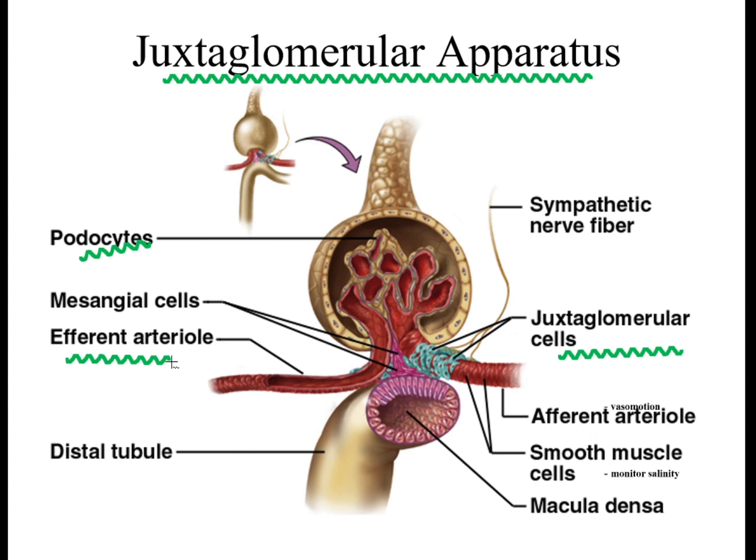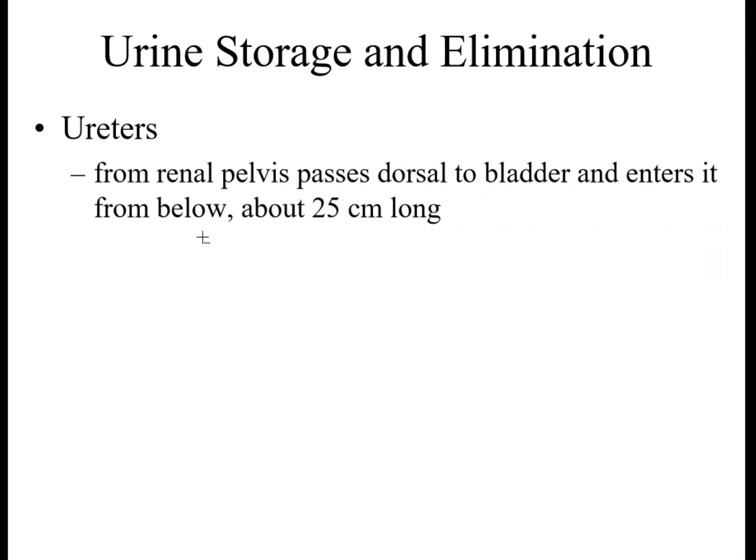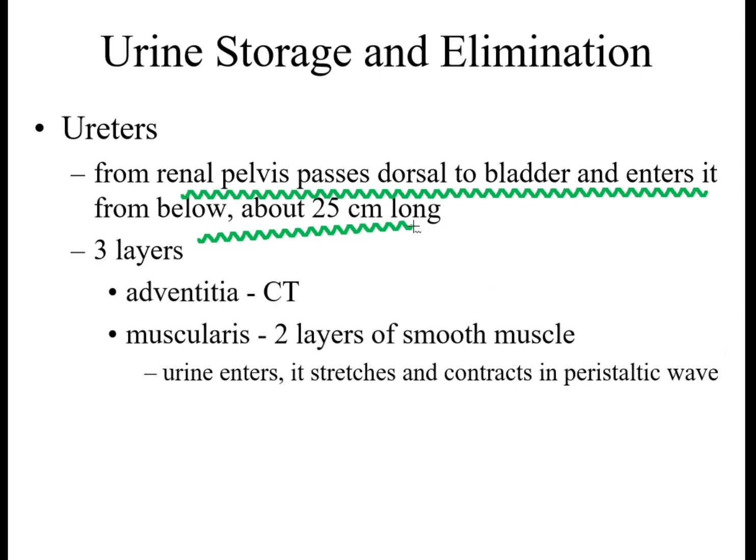Okay, next. We study urine storage and elimination. The ureter forms from the renal pelvis, passes dorsal to the bladder and enters it from below, about 25 centimeters long, right? It has three layers. First is the adventitia, the second is the muscularis, which has two layers of smooth muscle.